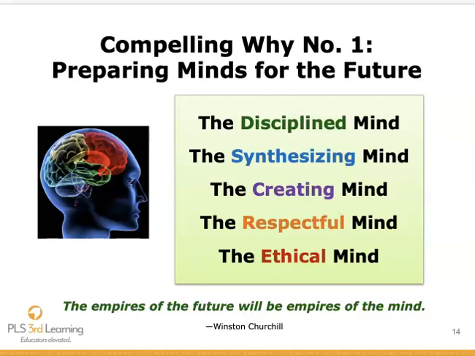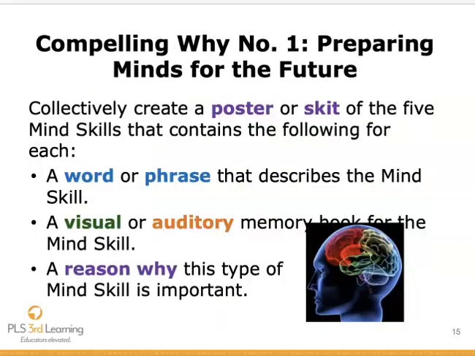Notice the quotation at the bottom of the page. The empires of the future will be empires of the mind. Please turn to page 39 to review the directions for this activity. Using your STAR groups, your group of 5, you will determine which person in your group will be responsible for each of the mind skills.